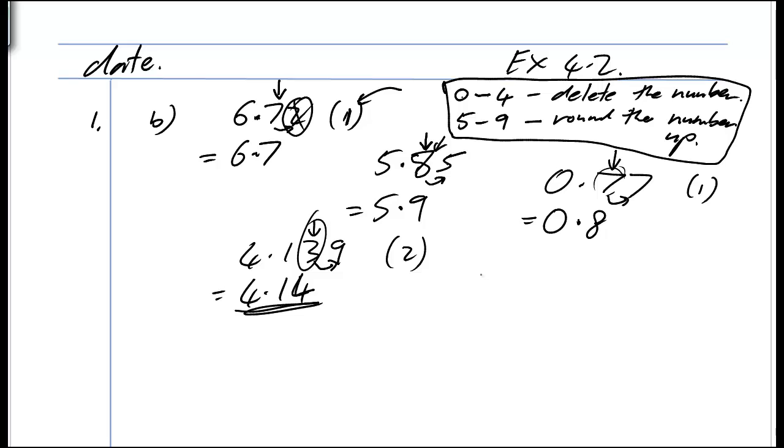Let's do another one. Say you had 33.276953. And say we wanted that to 4 decimal places.